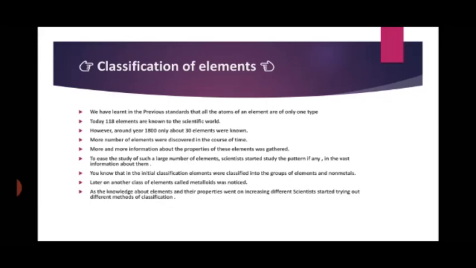We know elements were classified into metals and non-metals, and some elements show the properties of both, known as metalloids. Now the number of known properties went on increasing. Different scientists started trying out different methods of classification. For example, Dobereiner gave the Dobereiner triads, Newlands gave the Newlands octave rule, and Mendeleev gave his law, known as Mendeleev's law.